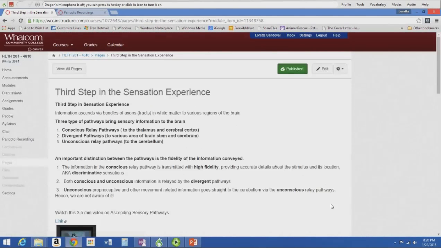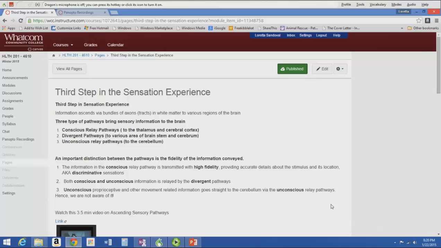So we're going to start to talk now about those bundles of axons, those tracts in the white matter that go to the different regions of the brain. Okay, so there are 3 types of pathways, and we will discuss each one of these in detail, that bring sensory information to the brain. The first one is the conscious relay pathways, and I want you to know these 3 pathways and where they go to and from. From and to, I guess, if you want to say. So the conscious relay pathways, they go from the spine to the thalamus and the cerebral cortex.